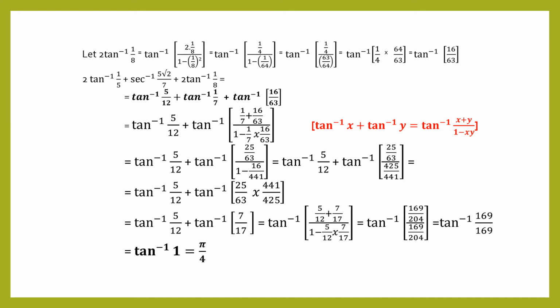So now we have tan inverse 5 by 12 plus tan inverse 7 by 17. Again we'll use the same equation, that is tan inverse x plus tan inverse y equal to tan inverse x plus y divided by 1 minus xy. And upon simplification we will get tan inverse 169 by 169. So it will become tan inverse 1. And you know that tan inverse 1 is equal to pi by 4.